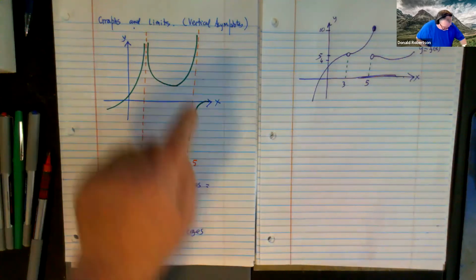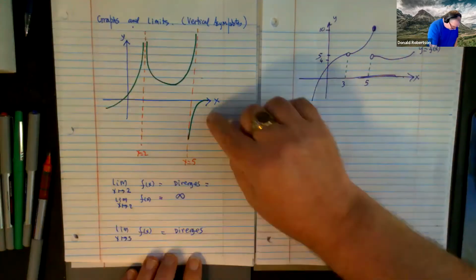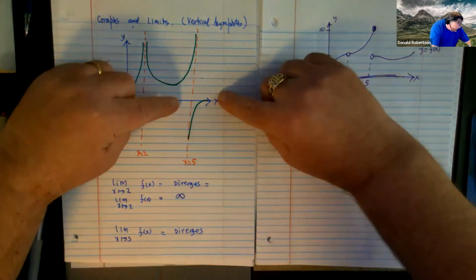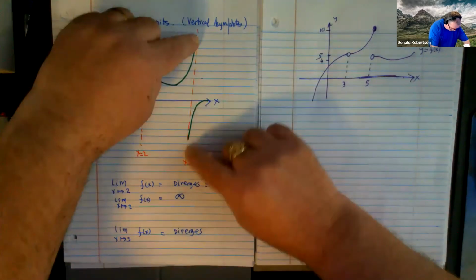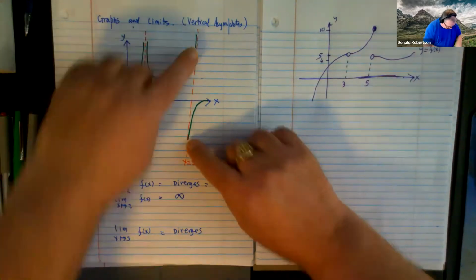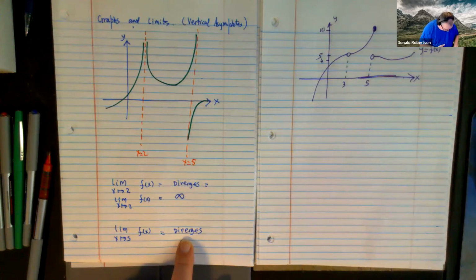On this second situation, because on one side it goes up, on the other side it goes down, as you approach x equals 5, there's no distinct one, one's not better than the other, so this one just simply diverges.